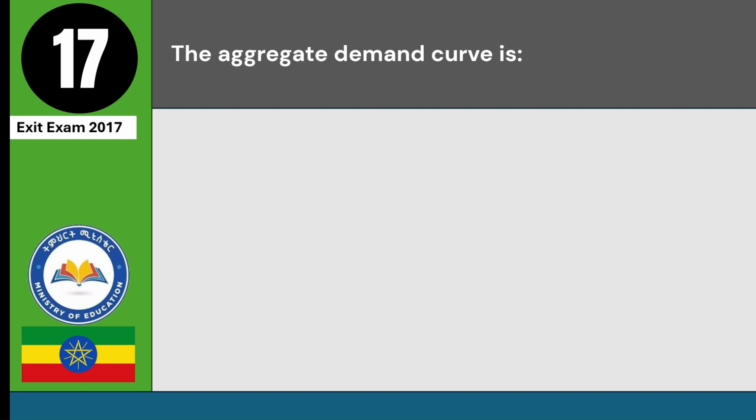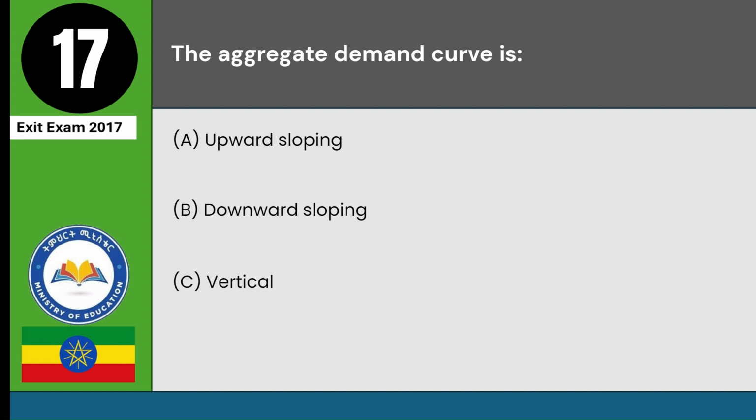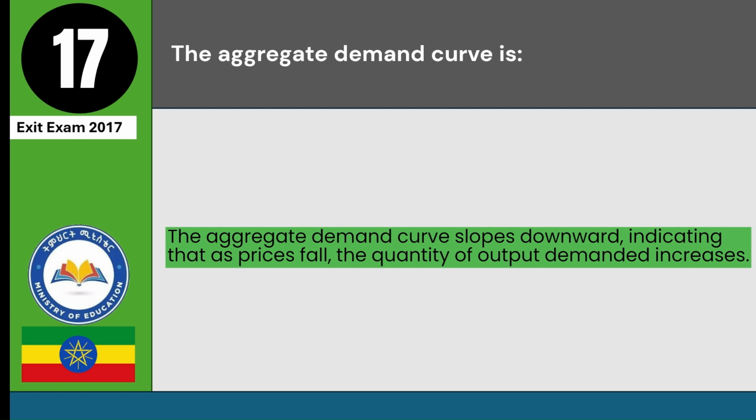The aggregate demand curve is A. Upward sloping. B. Downward sloping. C. Vertical. D. Horizontal. Answer B. The aggregate demand curve slopes downward, indicating that as prices fall, the quantity of output demanded increases.